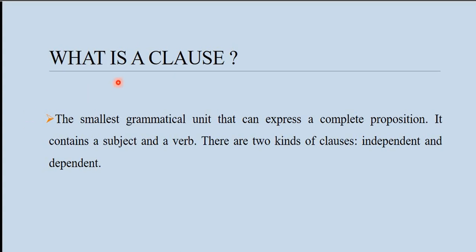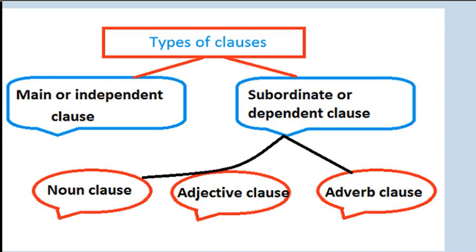So what is a clause? Let's see the definition of the clause first. The smallest grammatical unit that can express a complete proposition. It contains a subject and a verb. There are 2 kinds of clauses, independent and dependent clauses. They might be used together, but independent clauses might be used as a simple sentence alone. So let's see what I mean.